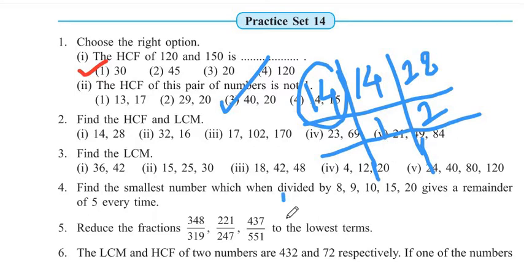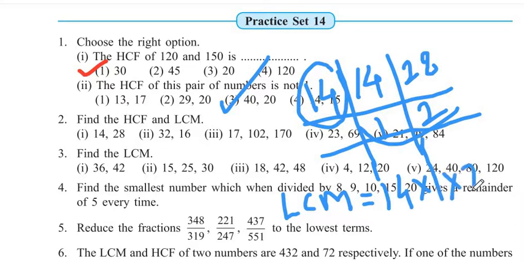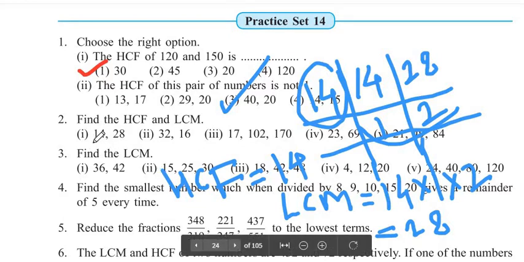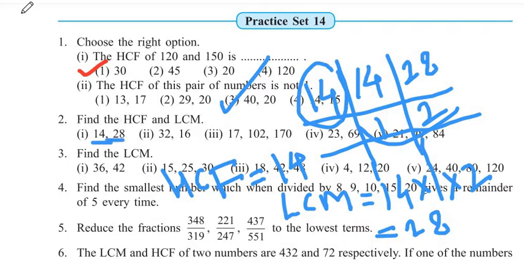And LCM, how to find out LCM? LCM is equal to this 14 as it is, multiplied by these two numbers, that is 14 into 1 into 2. That is 14 twos are 28. And your answer is HCF, highest common factor, is equal to 14, and LCM is equal to 28. Same answer is here. HCF 14, LCM 28. Understood?